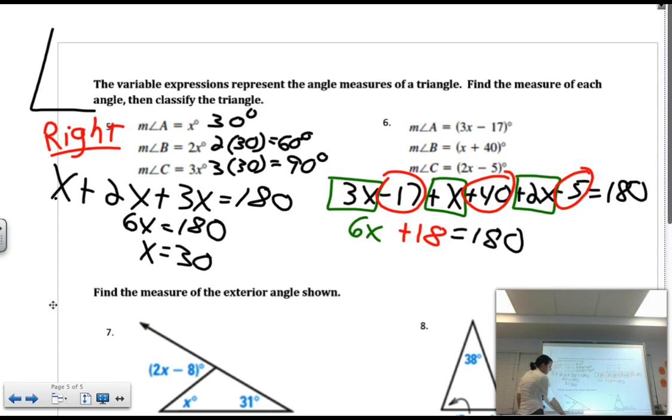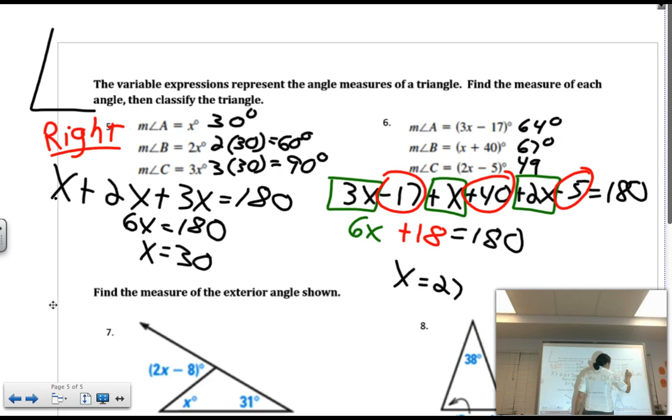Okay, what did you get for x? 27. Good, x equals 27. What is the measure of angle A? 64. Thank you. What is the measure of angle B? 67. Thank you. What is the measure of angle C? 41. Thank you. What kind of triangle is this? Acute. Okay. And again, we will review. Why is it acute? All the angles are less than 90 degrees, so it's acute. We're going to review that terminology in just a few minutes. Okay. Is everybody good with this? We're going to do something more difficult.